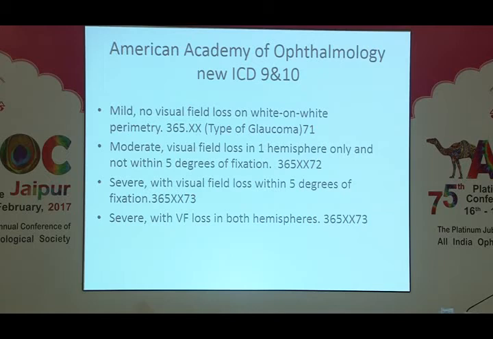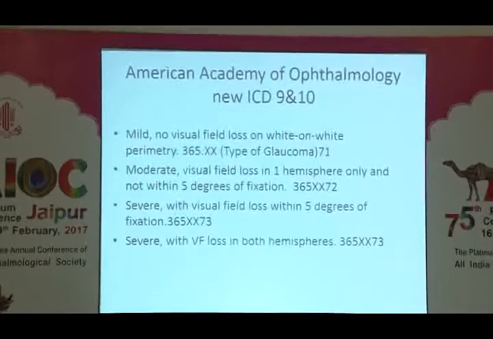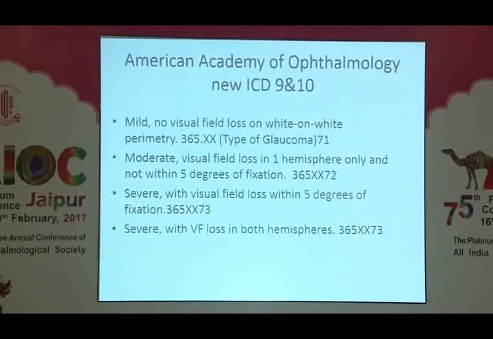So for the coding, it's very important. Now we put everything in software. So American Academy is given: 365 is the glaucoma code, double X is the type of glaucoma, and 73 is for the severity. And this is what we should be coding when we're coding our documents.